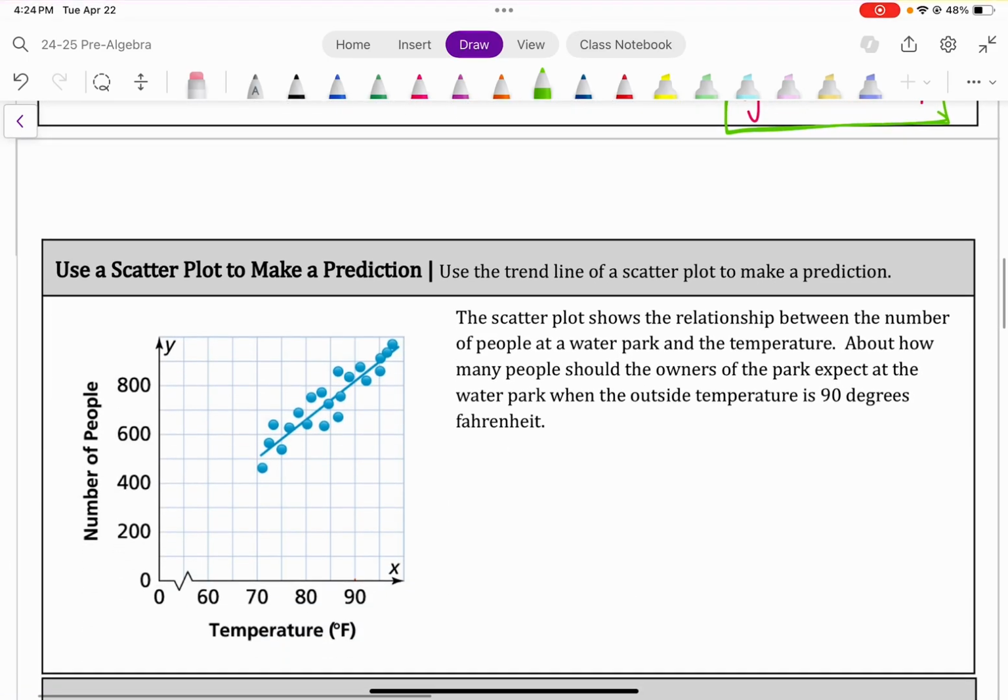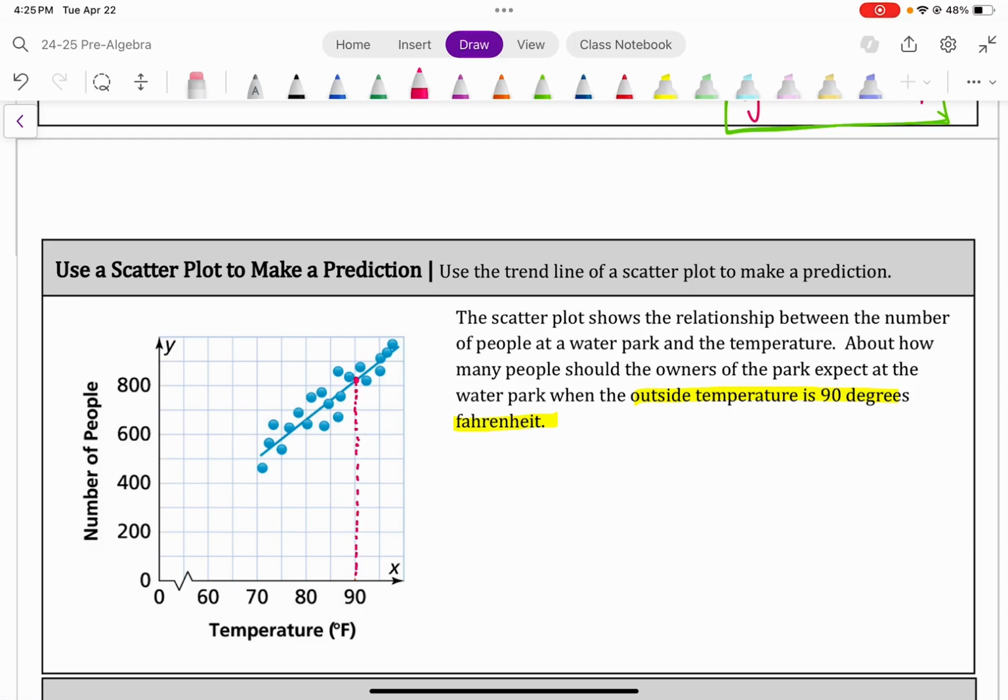Okay, now we're going to use a scatter plot to make a prediction. So this one tells us to use the trend line of a scatter plot to make a prediction. The scatter plot shows the relationship between the number of people at a water park and the temperature. About how many people should the owners of the park expect at the water park when the outside temperature is 90 degrees Fahrenheit. So we want to look specifically at the temperature being 90 degrees Fahrenheit. So we're going to go over to where it's 90 degrees, and we're going to go up to where it hits that trend line.